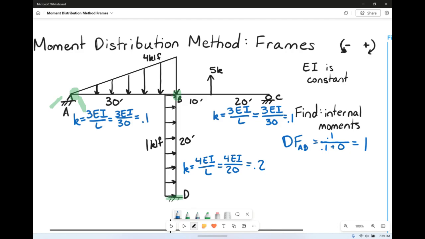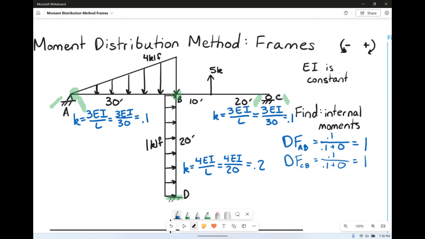That makes sense. Next up, we can do the same thing for the distribution factor for C on beam CB. It's going to look the same. We've got 0.1 for side C over the sum of everything at C, which will be 0.1 plus the other side, where there is nothing. So again, the distribution factor at that end is also going to be 1. The roller can completely give away moment. It's not going to take anything; it's going to give everything away.